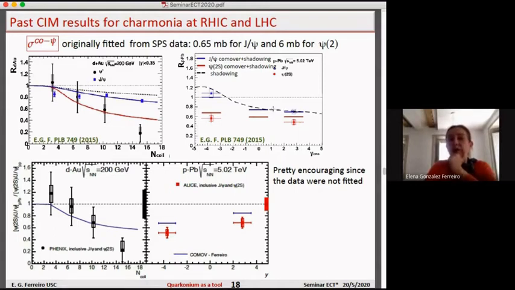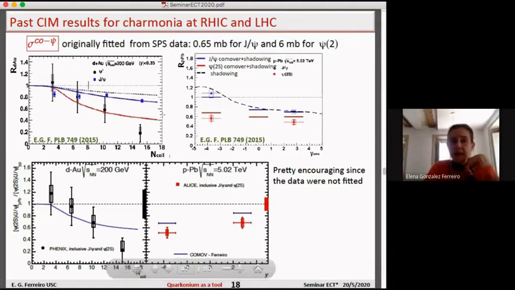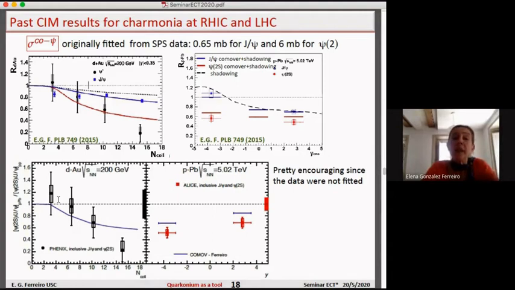The effect of these comovers on the ground state is very small, but the effect on the excited state can be important. And in the backward region, the effect on the excited state is very important, because here you have larger multiplicities. This is the double ratios in order to avoid these initial state effects, and you have the curve which agrees very well with the data. And those results were pretty encouraging since the data were not fitted. We used the same cross sections as originally fitted in 2000.